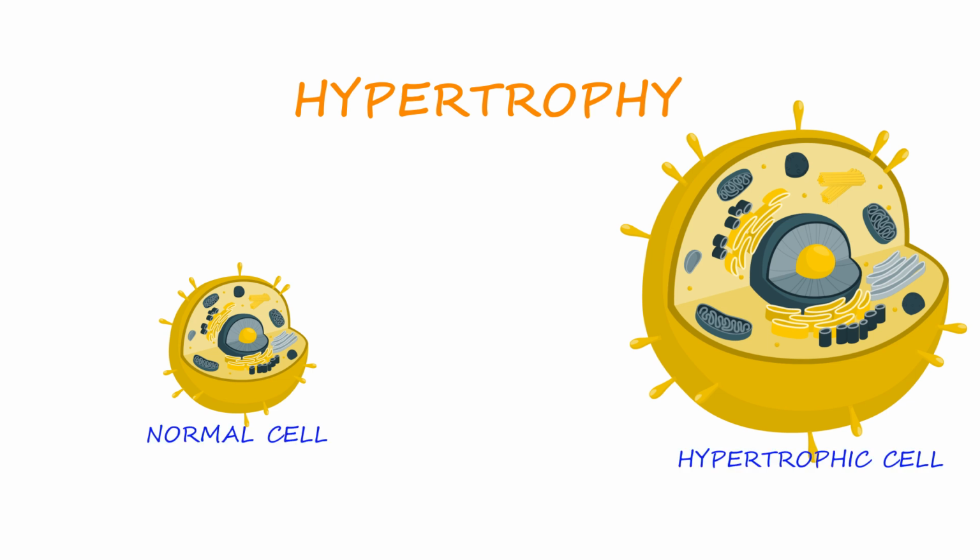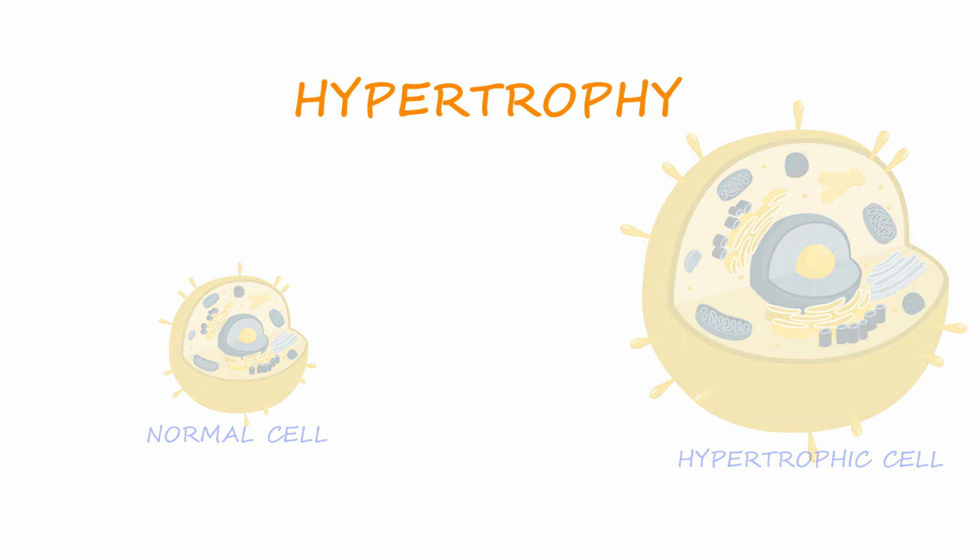Hypertrophy occurs when cells synthesize more structural components. The hypertrophic cell contains increased proteins, more organelles, and additional cytoplasmic components. These enhancements make hypertrophic cells functionally more capable of handling increased physiological demands placed on the tissue or organ.